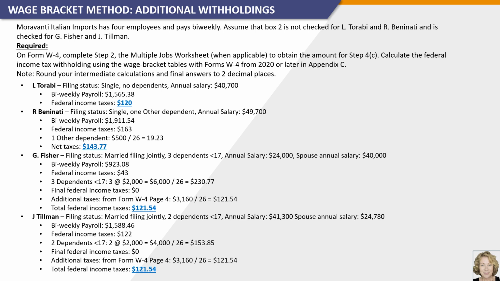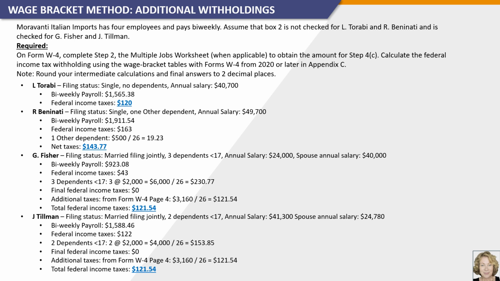So the first 2 employees, Tarabi and Benanati, are very similar to the prior examples on the prior slides. And that's why I won't go over the detailed calculations, but please make sure that you're comfortable with the calculations. Now let's look at Fisher. Fisher is married filing jointly and has 3 dependents under 17. The annual salary is $24,000 and the spouse's salary is $40,000.